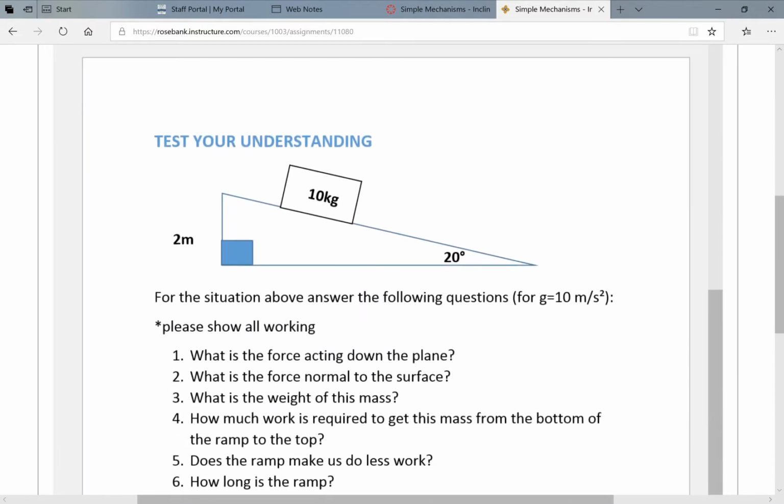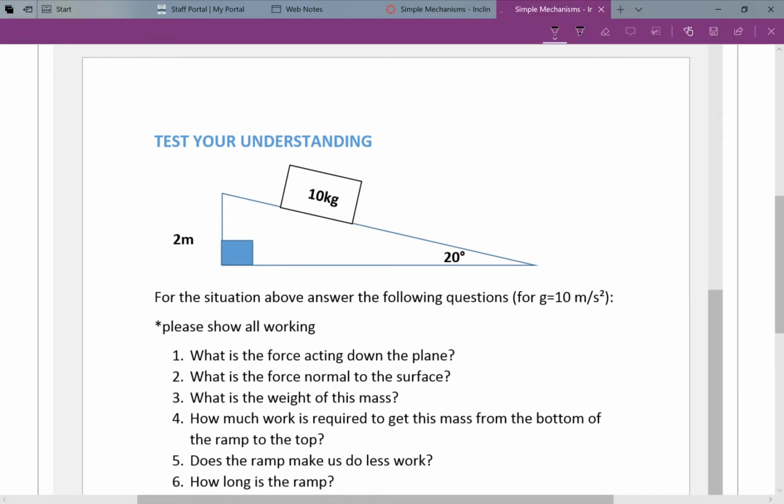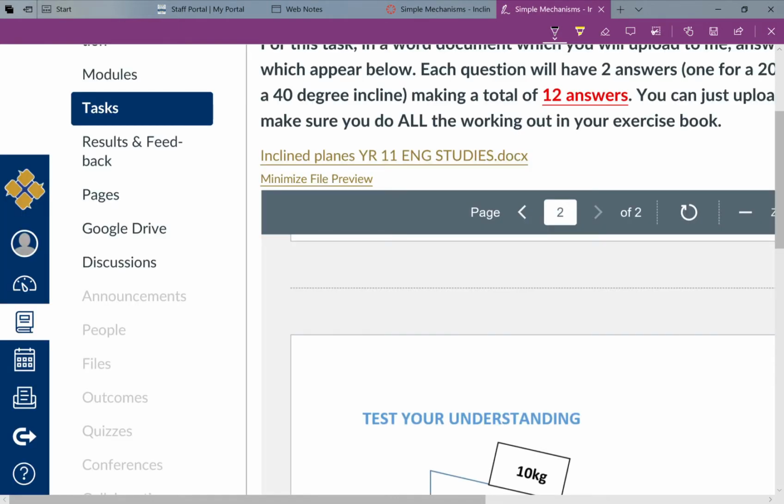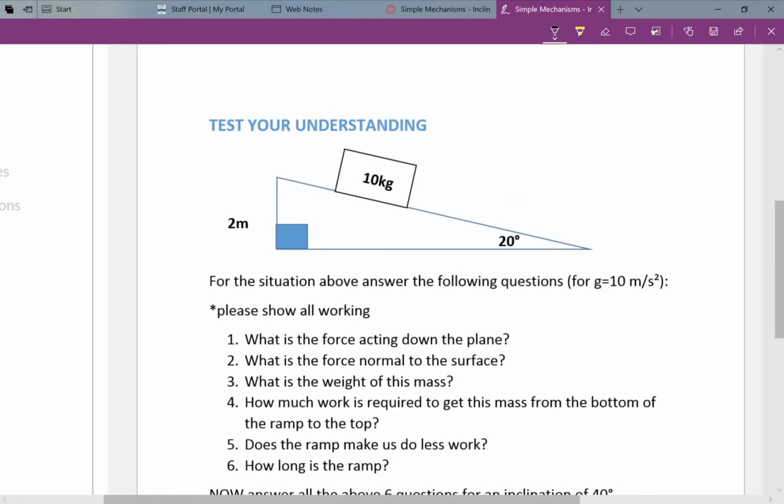So this is the diagram we were working on, and I will just call up our pen function so we can actually see it. Okay, so we've got a 10 kilogram mass on our ramp, and we have a 20-degree slope and a 2-meter height. What is the force acting down the plane is question 1, which is this question here.